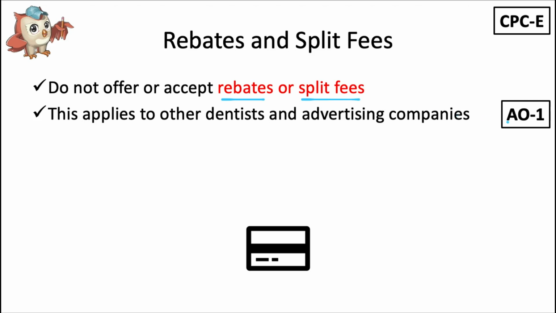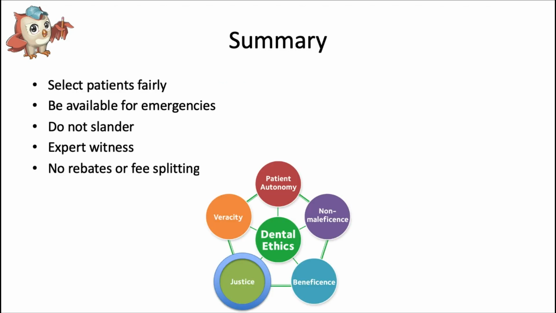The advisory opinion says this also applies to third-party advertising companies. So let's say you pay a local magazine to help advertise for you, and you tell them, hey, I'll pay you 10% of my profits this month in return for getting the best front cover ad you can make for me. That's another example of a violation of justice.